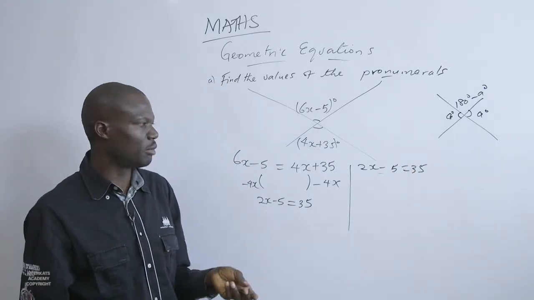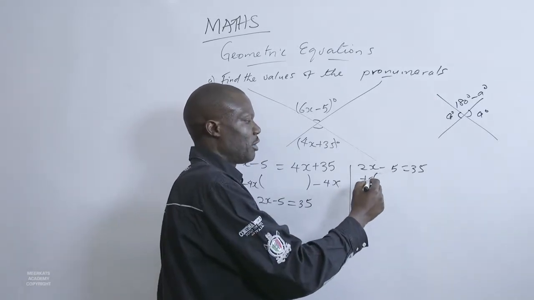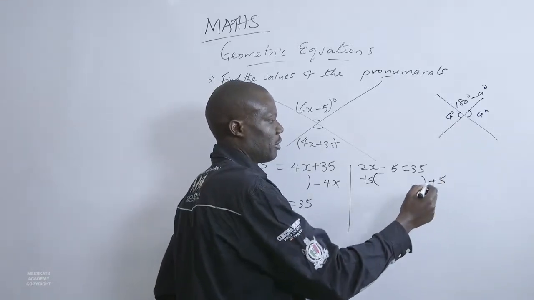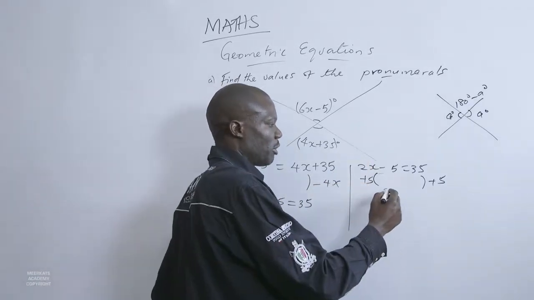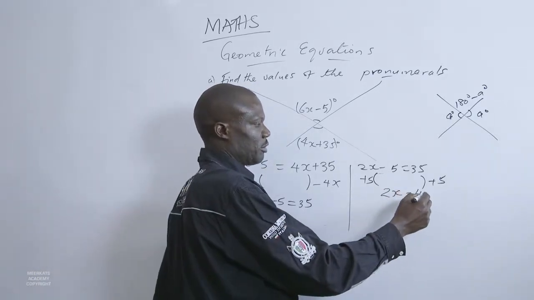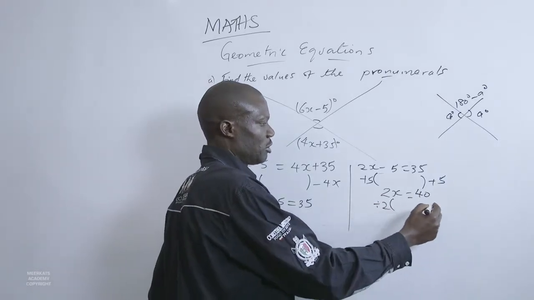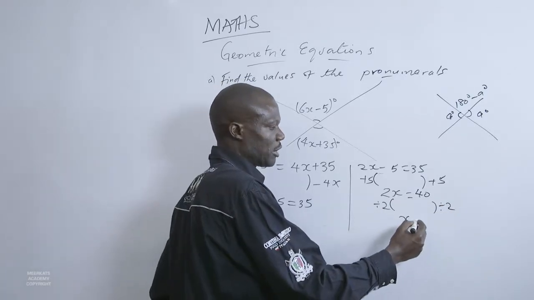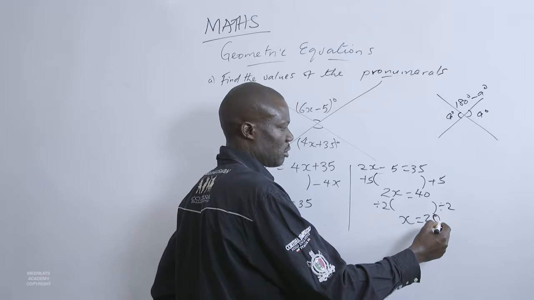Our interest is to solve. So we are subtracting 5, so we add 5 on the left, and also add 5 on the right, such that 2x minus 5 plus 5 leaves us with 2x is equal to 35 plus 5, which gives us 40. The next step, we shall divide by 2 on both sides. We remain with x is equal to 40 divided by 2, which is 20.